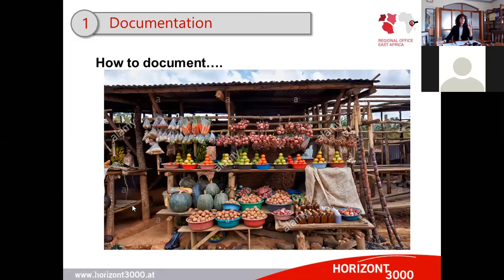Another thing I'd like to point out with the market is if you look at this stall, you can see that the tomatoes are where the tomatoes are. You can see the onions are sitting next to the onions. The potatoes are where the potatoes are.